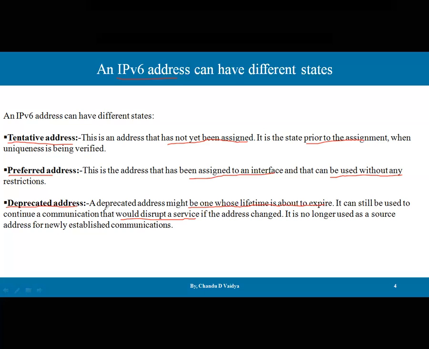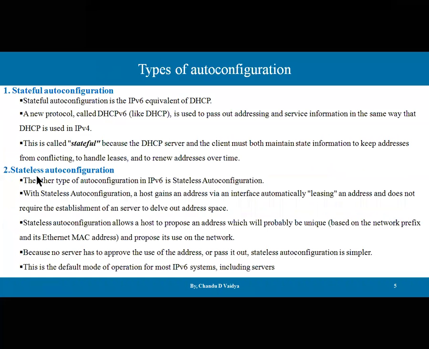So the deprecated address is one whose lifetime is about to expire. There are three states available: tentative, preferred, and deprecated. On the basis of these three states, the IP addresses are going to be assigned at different states. Okay. Then there are two types of auto configuration. The very first is the stateful auto configuration, and the second is the stateless auto configuration.